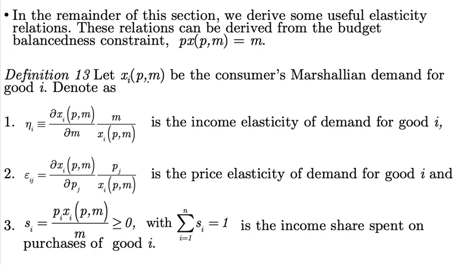Let's say we have the Marshallian demand function for good i. Denote as eta, eta is the income elasticity of demand for good i. How do we find the income elasticity of demand of good i? You differentiate the Marshallian demand function with respect to income, and then multiply it by the ratio between income and the Marshallian demand function. This is not something new yet.